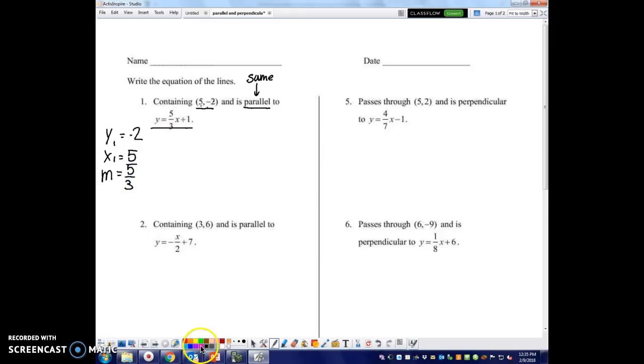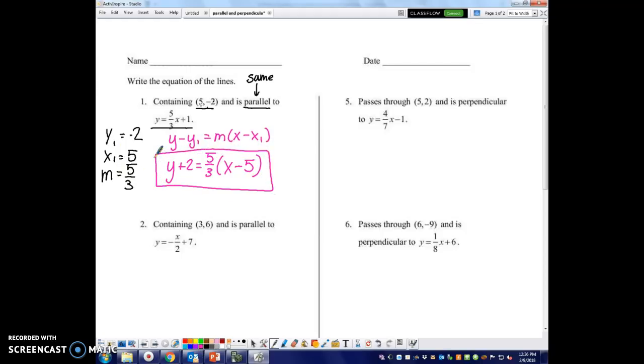Okay, now we're going to do our formula. y minus y1 equals m times x minus x1. Okay, so y, and then what do we put? Plus 2, because we do the opposite, equals, our slope is 5 over 3, x minus 5. And this is how you'll type in your answer.